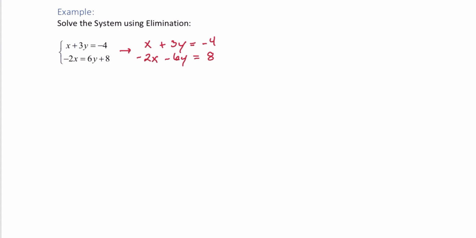But if we add right now, nothing's going to disappear. We want one of the variables to disappear. So let's multiply the top equation by 2. We get 2x plus 6y equals negative 8. And then the bottom equation will leave as it is. And we want to add.